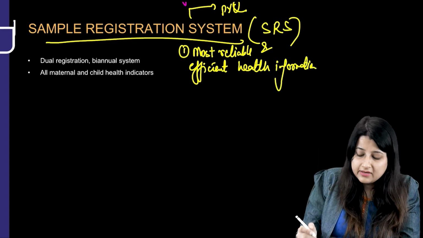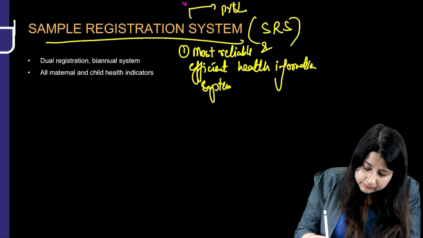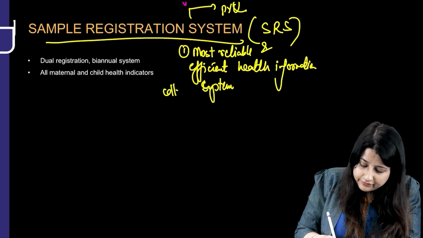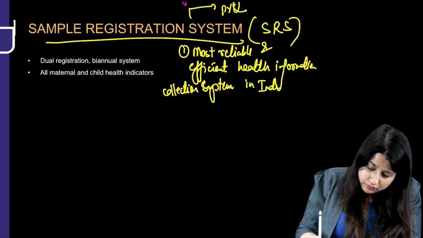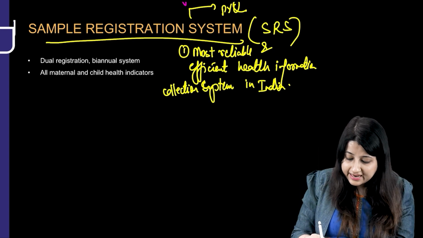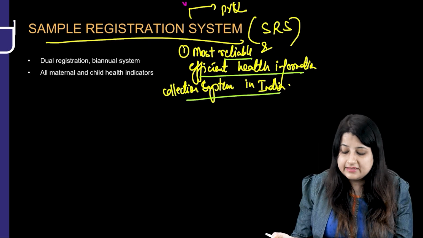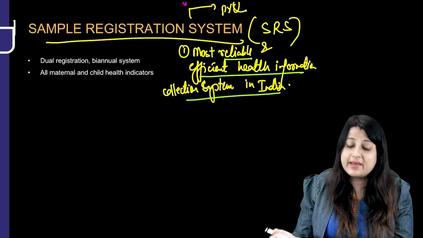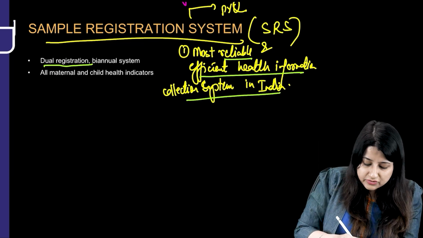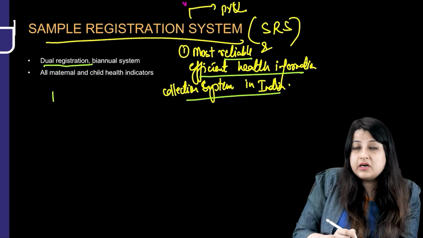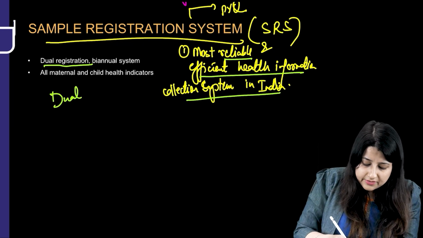You'll ask me why? Health information collection system in India. It's the most reliable and efficient health information collection system in India. Why? Because it is based on dual registration, or it is a dual recorder system.